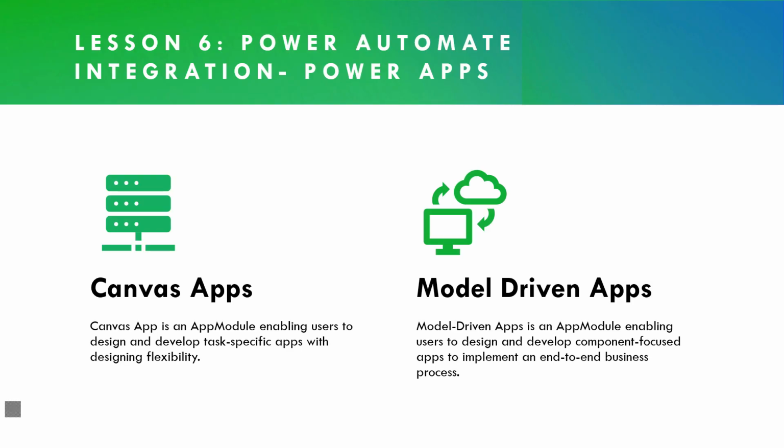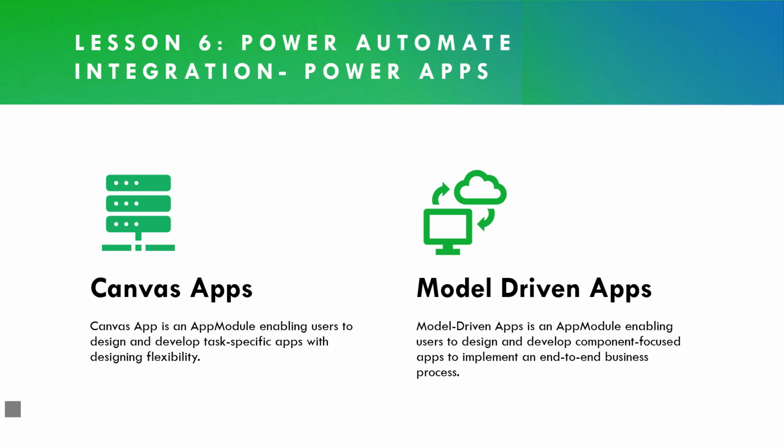The last integration we're going to perform is going to be between Power Apps and Power Automate. So we're going to end up creating an app. And before we get into that, just want to give you a little bit more definition. There are two types of apps that you can create in Power Apps. Canvas apps, which are task-specific apps, and model-driven apps, which are component-focused, and they're used to implement an end-to-end business process. We're going to end up creating a model-driven app at some point in this exercise.